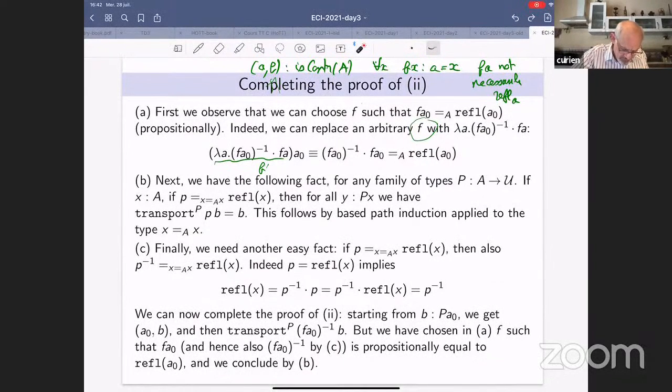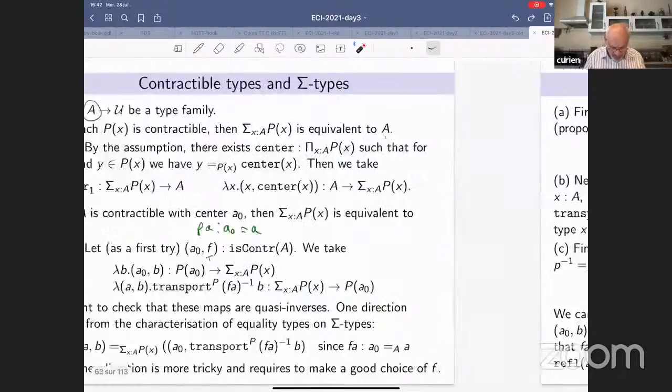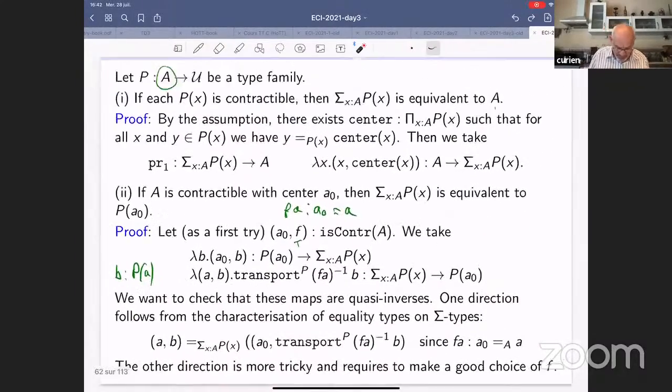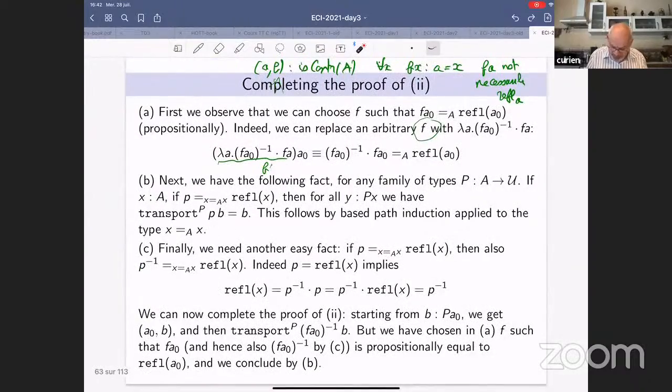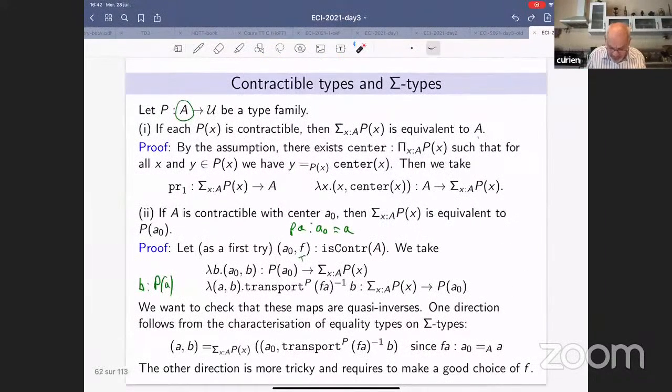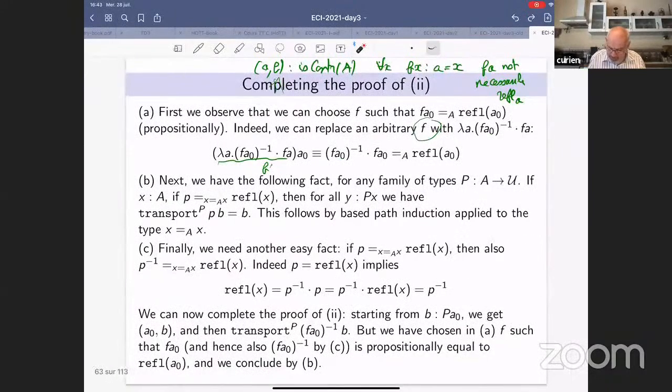Let's now take profit of these three observations. And what do we need to show? Well, we need to show exactly what was written here, by the way. That's the hard part of the proof. We need to show that if we start from PA0 and do this function, because this is what is written here, okay, this is what we get. We start from B, and we have to show that it is equal to this guy.